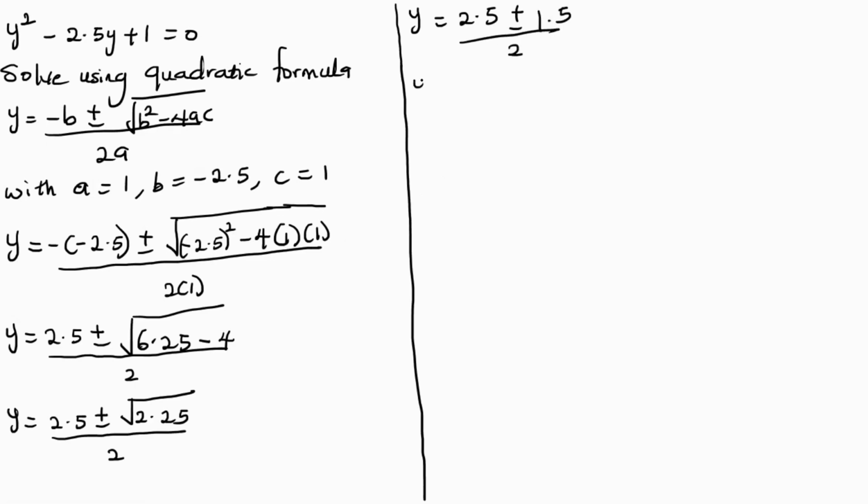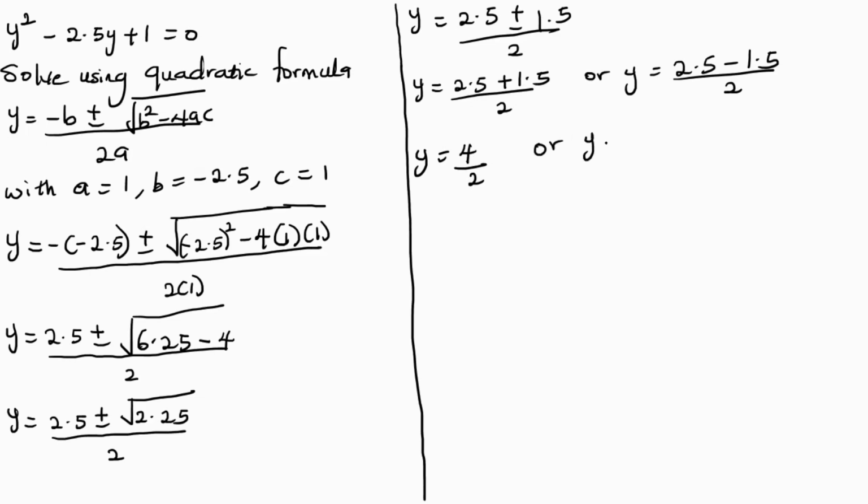So from here, we know that y is equal to (2.5 + 1.5)/2, or y is equal to (2.5 − 1.5)/2. So y is equal to 2.5 plus 1.5, which gives us 4 over 2, or y is equal to 2.5 minus 1.5, which gives us 1 over 2. So y is equal to 4 divided by 2, which is 2, or y is equal to 1 over 2. So right here we have the values for y.